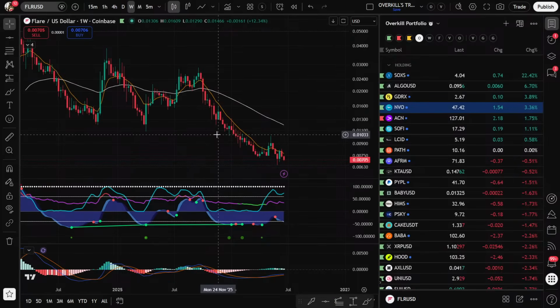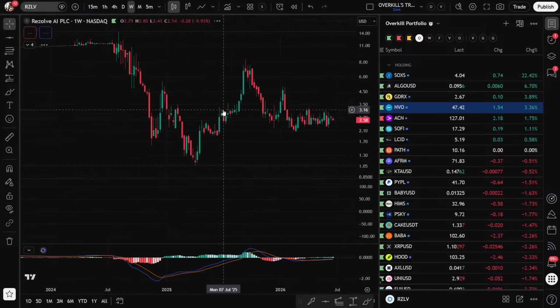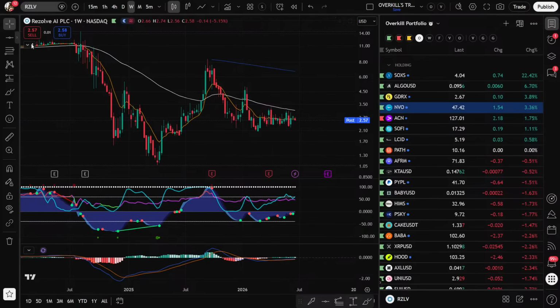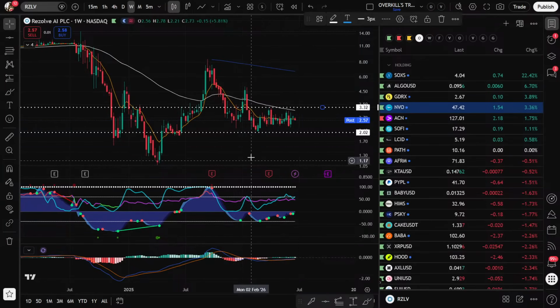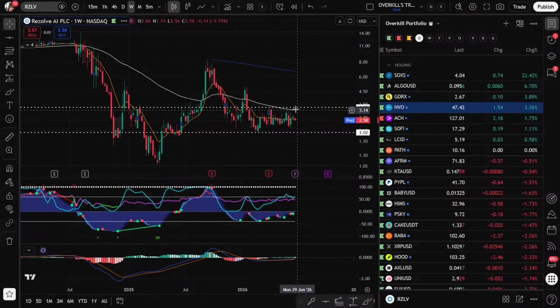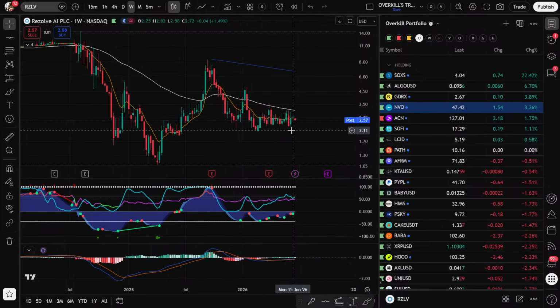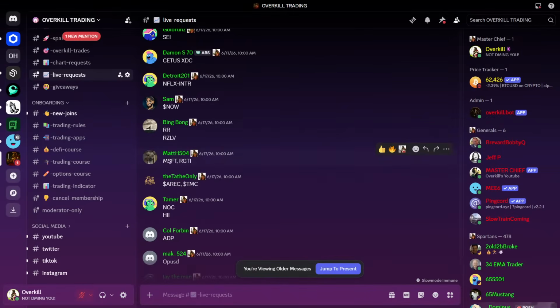What else we got? RZLV here from the Discord. Resolve AI. So this one's just ranging here between $2 and $3, right? Hasn't moved from that range in the last couple of months, just ranging. It's got a green dot here on the weekly. We like this one here above $2. Up above $2, it looks good.